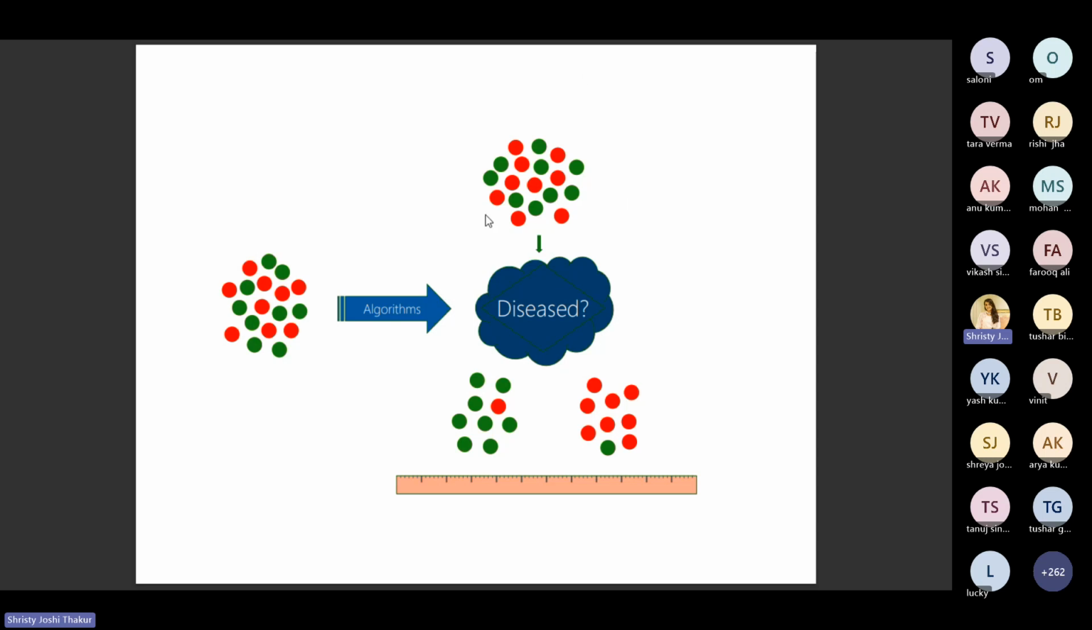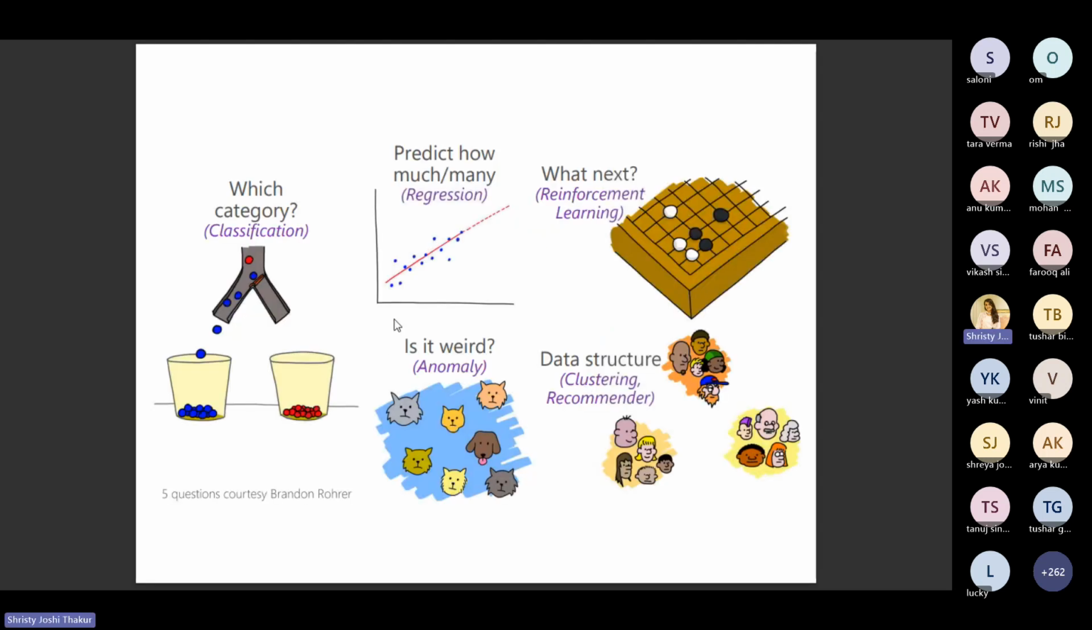These data are classified into certain parameters, and basically I'm classifying which category this data belongs to. It is divided into categories, like I want to categorize the data into red balls and blue balls.